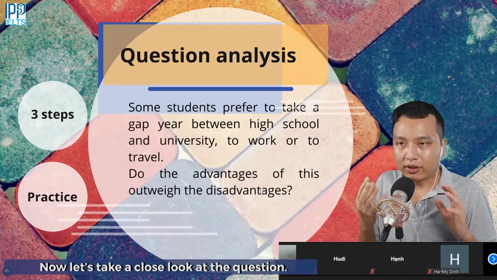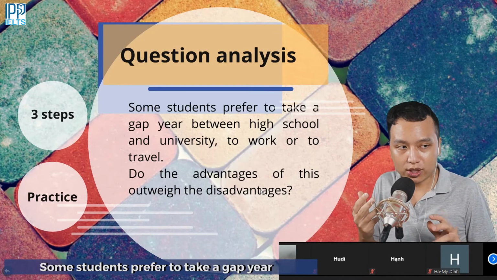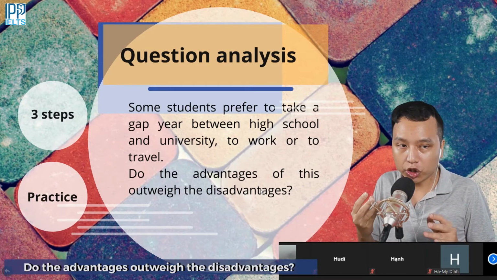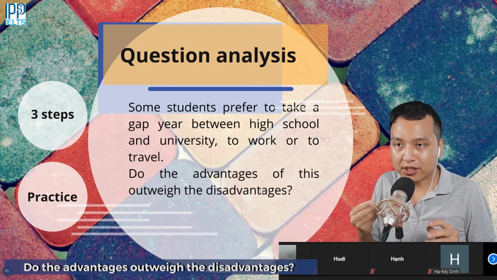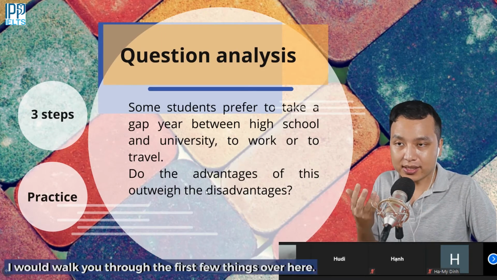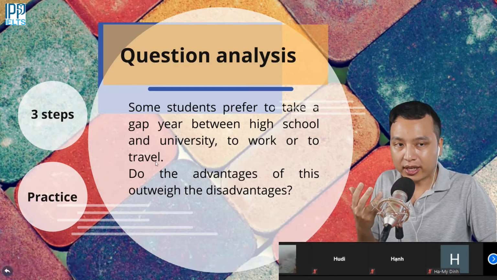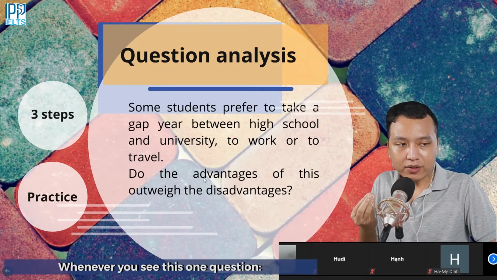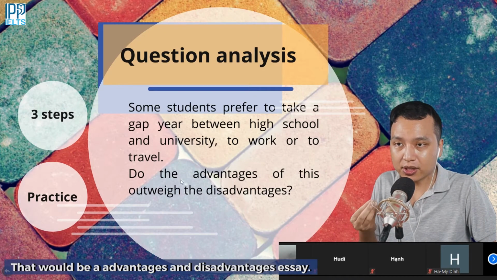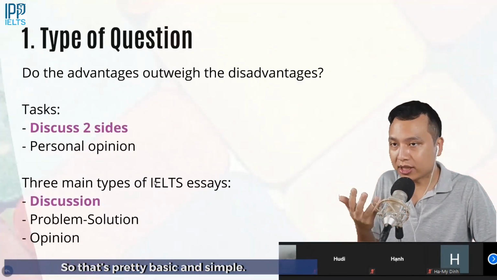Now let's take a close look at the question. Do some students prefer to take a gap year between high school and university to work or to travel? Do the advantages outweigh the disadvantages? Alright, so because this is a sample question, I would walk you through the first few things over here. Whenever you see this one question, do the advantages outweigh the disadvantages? That would be an advantages and disadvantages essay. So that's pretty basic and simple.